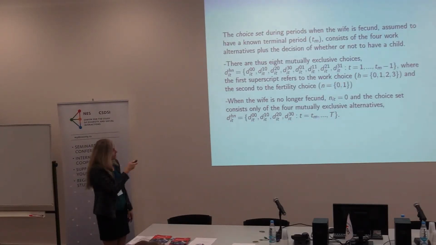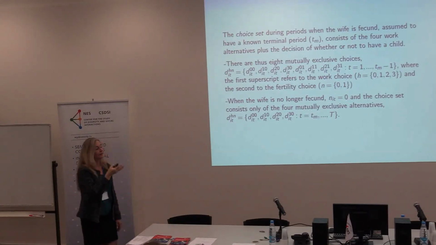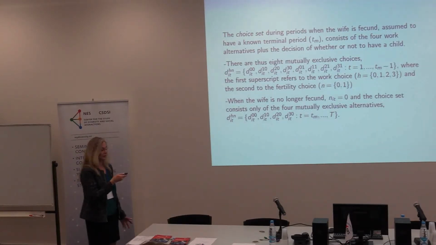Okay, so the choice set is now larger. You have 8 choices, because you have your 4 labor supply choices plus the fertility choice. But then when the woman is older, depending on how long you want your model to run, at some point she is no longer fecund, meaning she can't have children. Then she only has 4 choices. So it's either 8 choices or 4 choices when you're estimating the model.